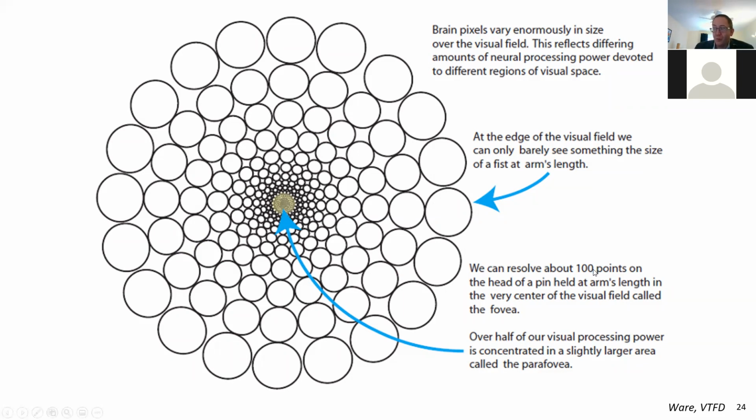So we can resolve, at least undergraduates when they do the testing, 100 points on the head of a pin held at arm's length at the center of your fovea. It's extremely good. And just a little bit outside of that, the parafovea range is 50% of your visual processing on this little tiny patch in the back of your eye. The vast majority of your eye is doing this large scale stuff. The back of your eye is this really intense pinpoint window into the world, which is insane, but that's what it is.